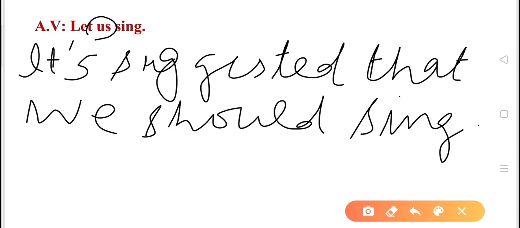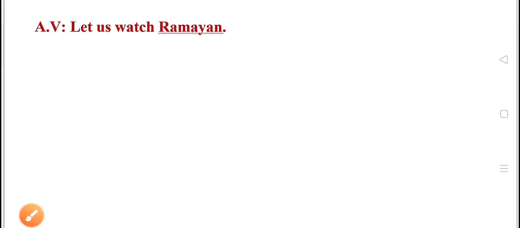So let us sing into passive becomes it's suggested that we should sing, or we can say it's proposed that we should sing. In active, the sentence is very small, but in passive it becomes very long. So this is how we have to change this type of sentences into passive. Now let's move to the next sentence and try to change it into passive. Let us watch Ramayana. So as we are told, we have to follow the structure to the point.